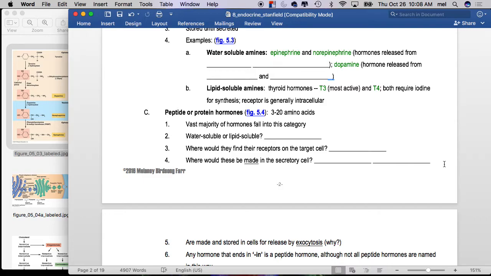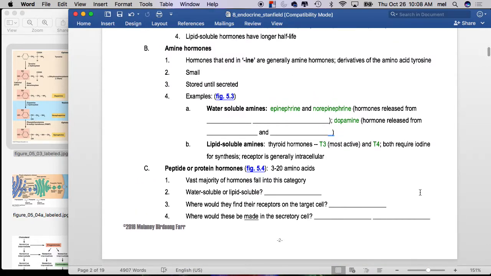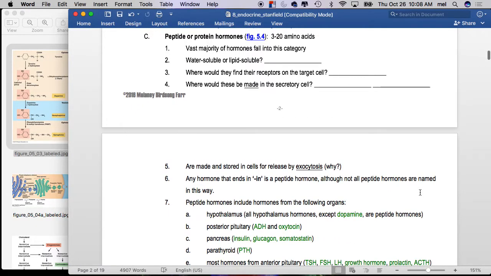So you've got 5 amine hormones. 3 are water-soluble, 2 are lipid-soluble. And then we run into the peptide or protein hormones. Your textbook says peptides are like just a few amino acids stuck together with peptide bonds, and proteins are bigger. Just lump them together. If you got more than 3, right, amino acids stuck together by peptide bonds, they're all going into the same thing.